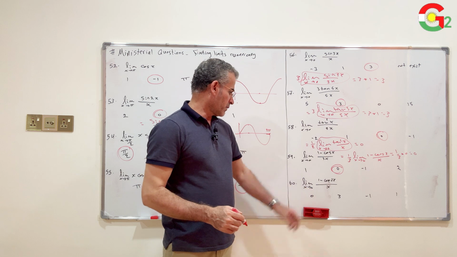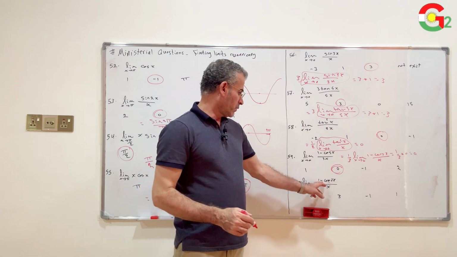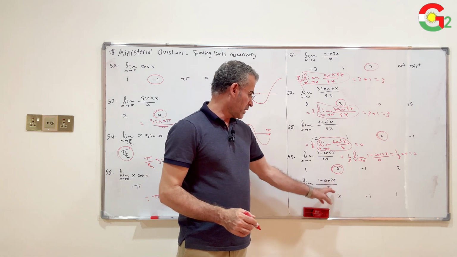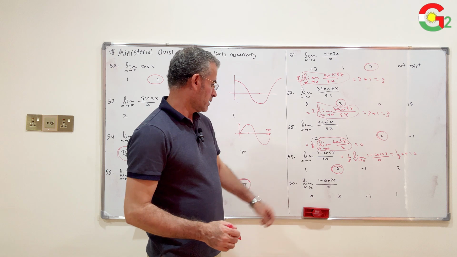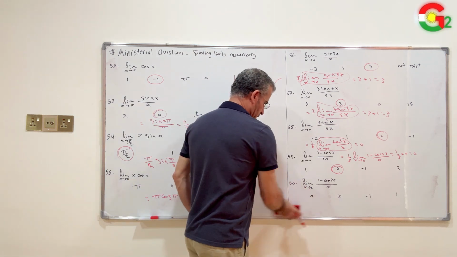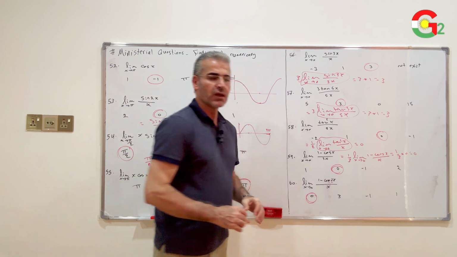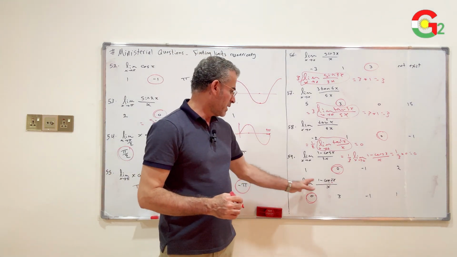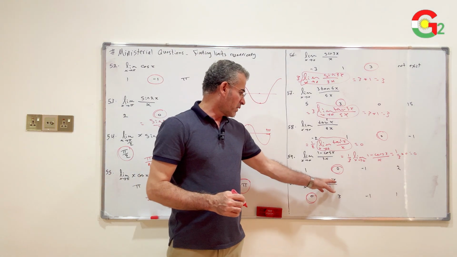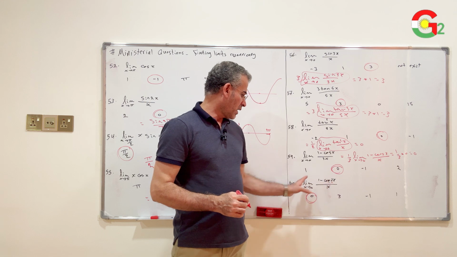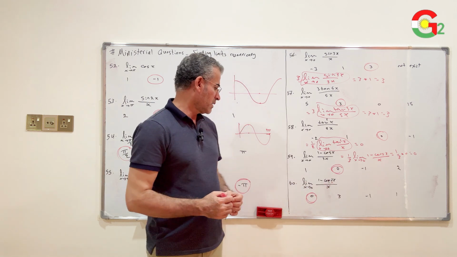60. Limit as x approaches 0 of 1 minus cosine 3x over x. The answer is 0. The coefficient here is not affected by this limit. Whatever the coefficient is, the answer of this limit is 0.